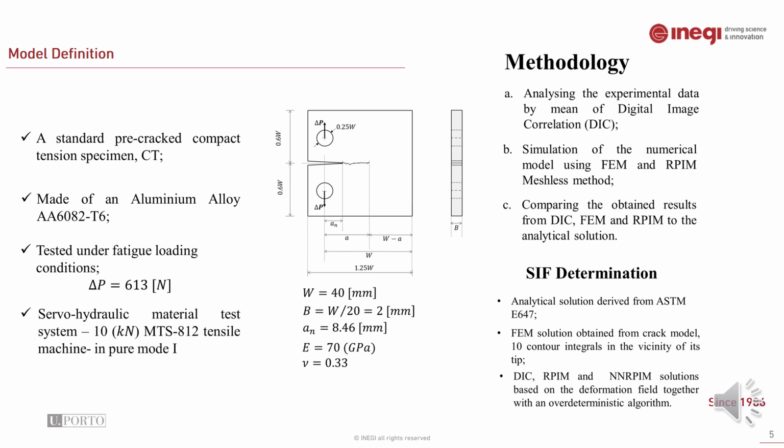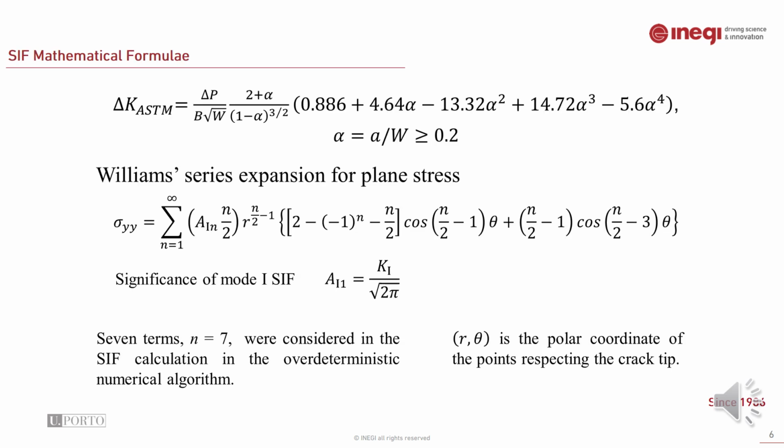The methodology is based on digital image correlation, and the numerical analysis simulation by FEM and by meshless method are considered. The results obtained from these methods are compared to the analytical solution. This is the formulation from the ASTM, and also Williams series expansion is used in order to obtain the results from digital image correlation and the meshless method. 7 terms have been used in the Williams series for mode 1, and r and theta are the polar coordinates of the points with respect to the crack tip in the window close to the crack tip.